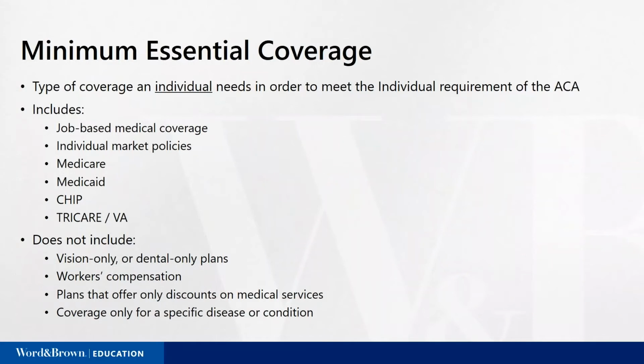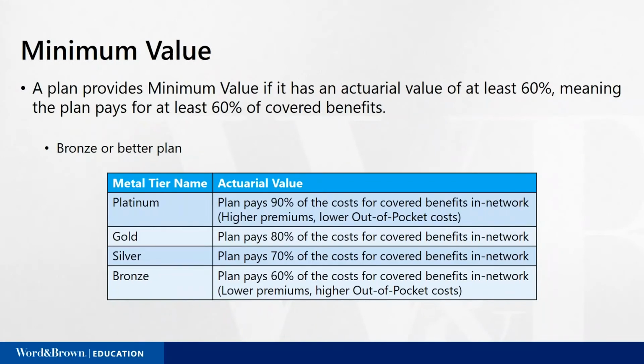So what is minimum essential coverage? That is the type of coverage an individual needs in order to meet the individual requirement of the ACA. That includes job-based medical coverage, individual market policies, Medicare, Medicaid, CHIP, TRICARE, and VA coverage, but it does not include vision-only or dental-only plans, workers' comp, plans that offer only discounts on medical services, or coverage only for a specific disease or condition.